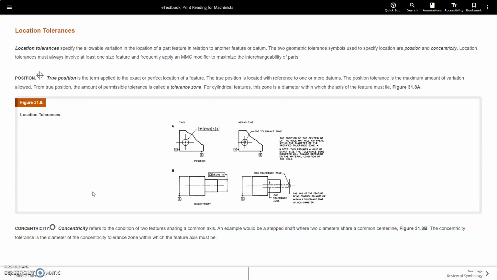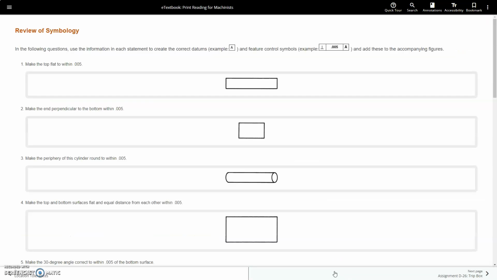So concentricity refers to the condition of two features sharing a common axis. An example would be a stepped shaft where two diameters share a common center line. Figure 31.8b: the concentricity tolerance is a diameter of a concentricity zone within which a feature of size's axis must be.